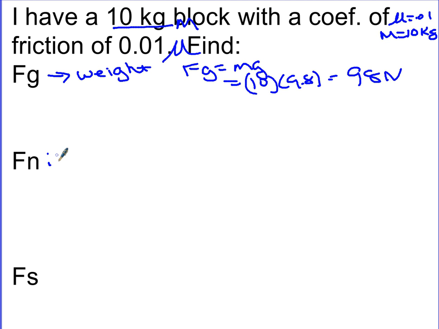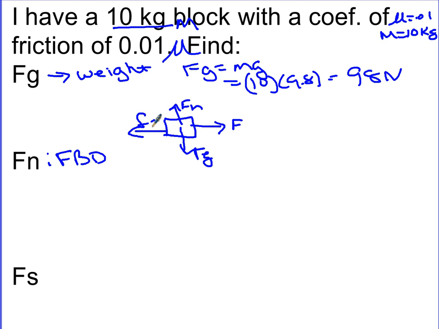To find Fn, you have to go to the free body diagram. We haven't drawn it yet. So let's see. I have a box. Fg goes down, and Fn points up. Now I have a coefficient of friction. Down here I see I'm looking for static, so I'm pretty sure this is static friction. So I'm just going to pretend like we have a force and an Fs.